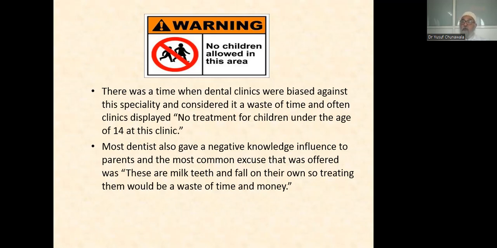It was becoming more and more difficult for the adult dentist, or a dentist who was practicing adult dentistry, to treat children. So many clinics clearly stated there was no treatment for children under the age of 14 at this clinic. And most dentists also gave a very negative influence to the parents. The most common excuse offered was that they were milk teeth and they will fall on their own, so treating them would be a waste of time and money. That was the attitude even of the dentists at the time, because they could not manage.